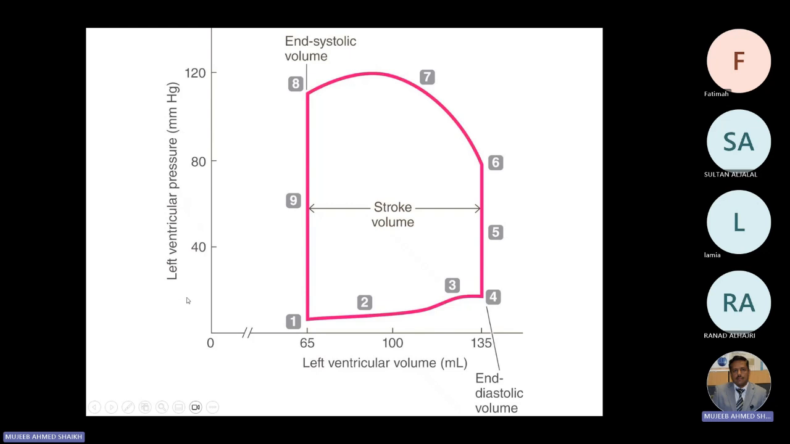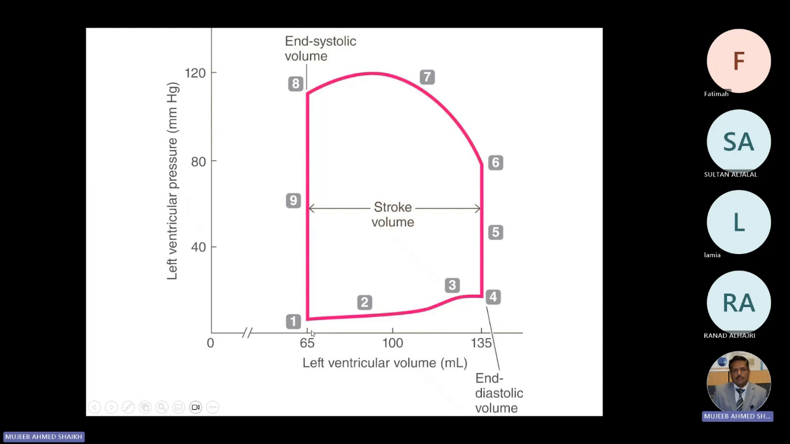On the y-axis, what you will see here is pressure, the left ventricular pressure. On the x-axis, what you are seeing here is the left ventricular volume. That's why the graph is known as the pressure volume loop.